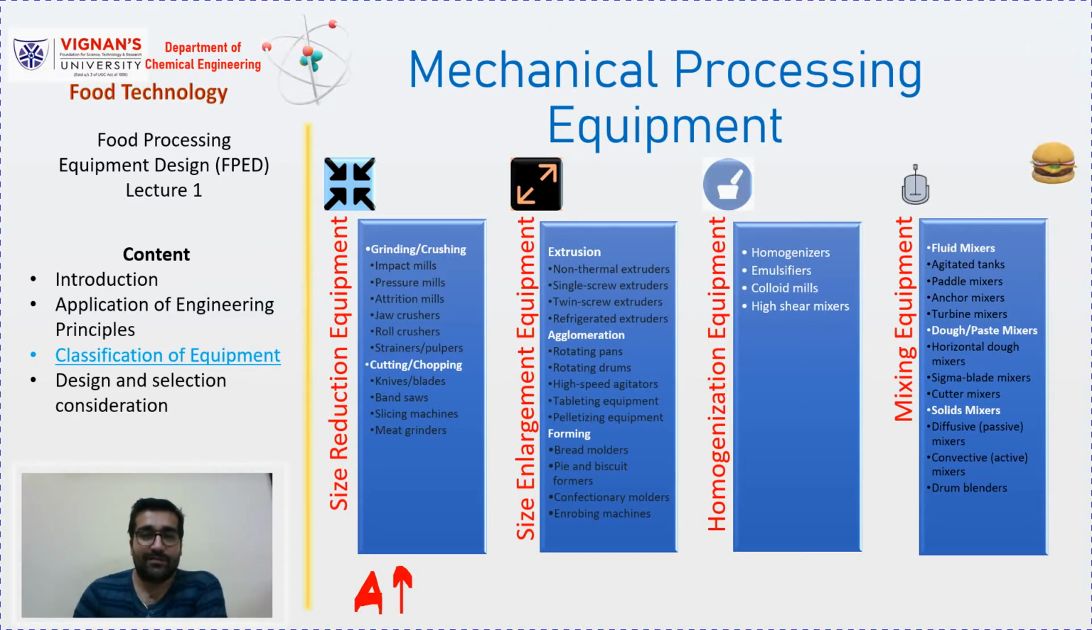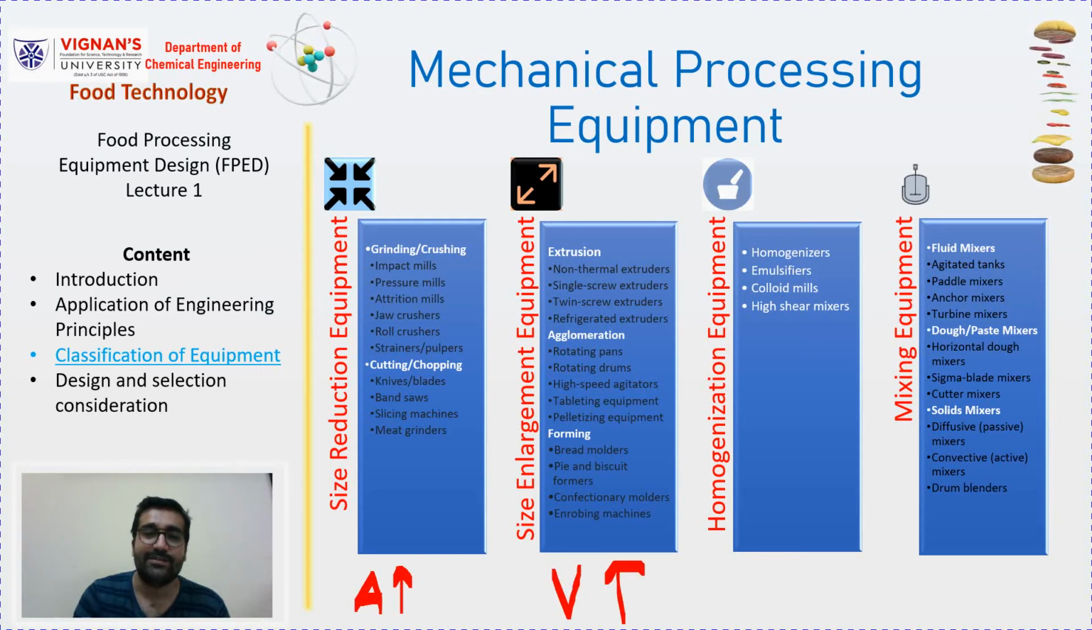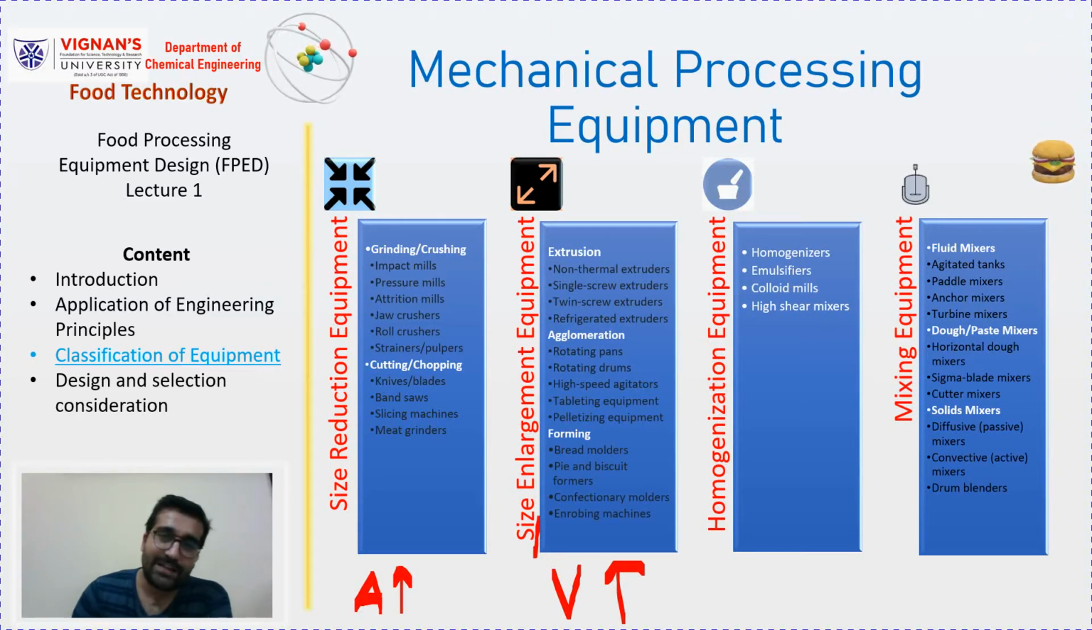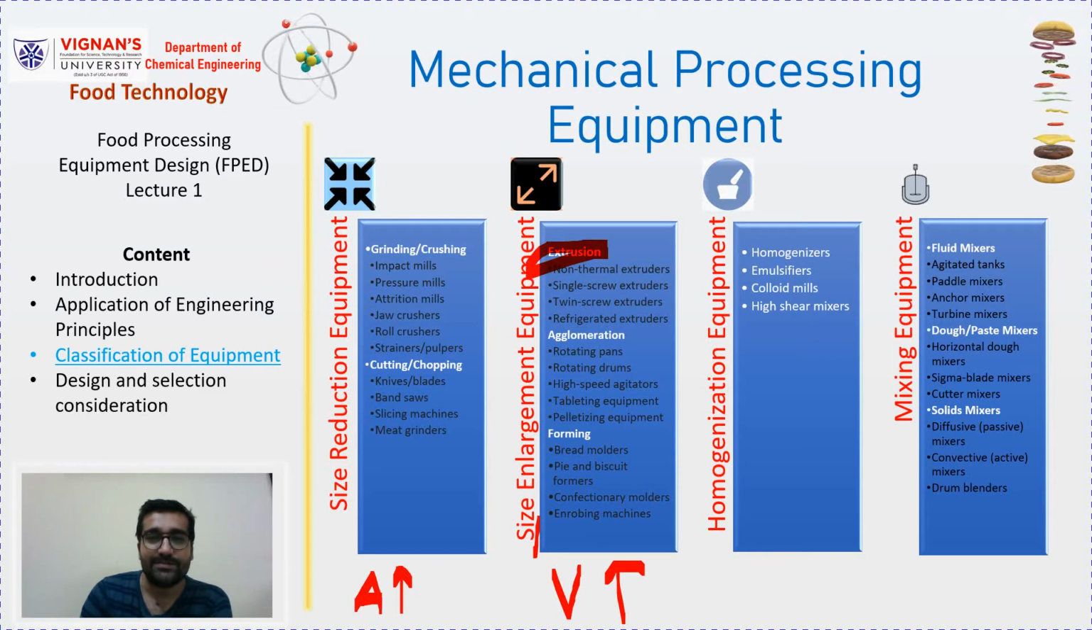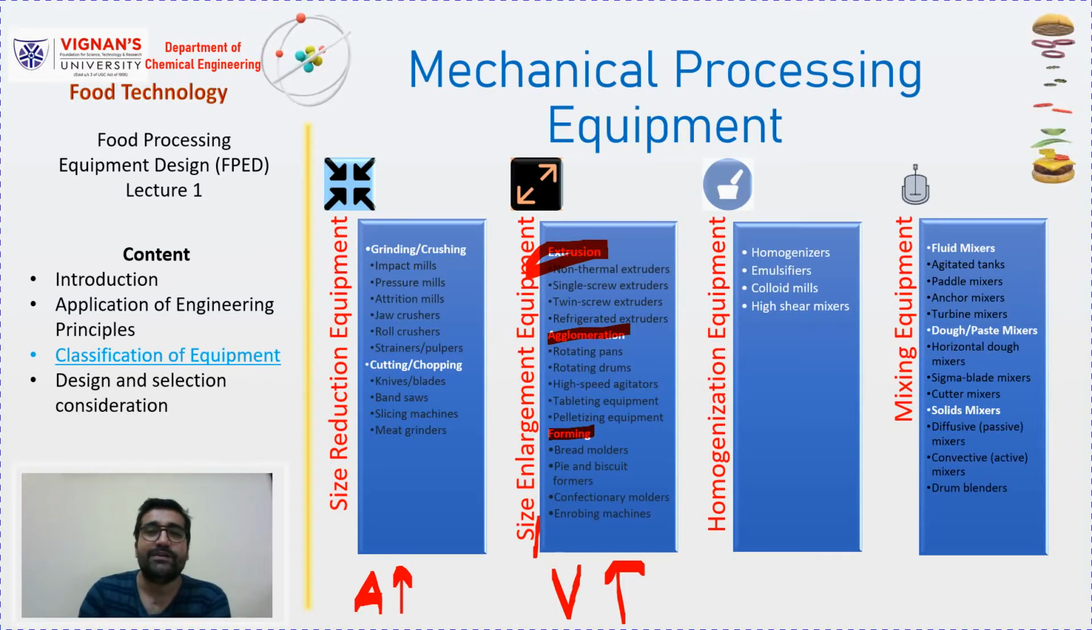Or if we are not increasing the area, then we will increase the volume of the product. To increase the volume of the product, we need size enlargement equipment. So size enlargement equipment are extrusion, agglomeration, and forming, the three methods in which we increase the size of the product.